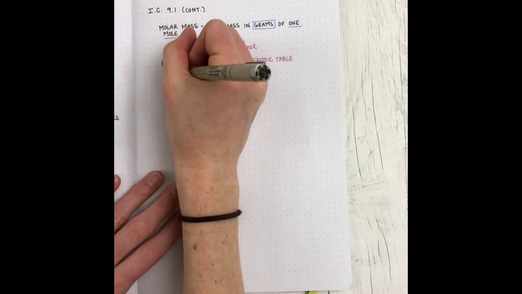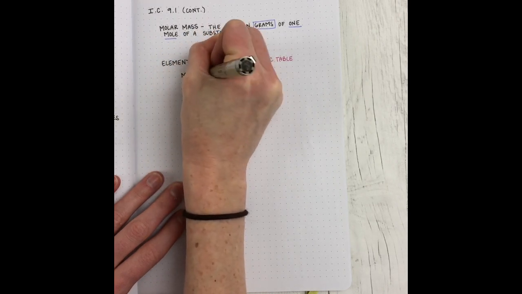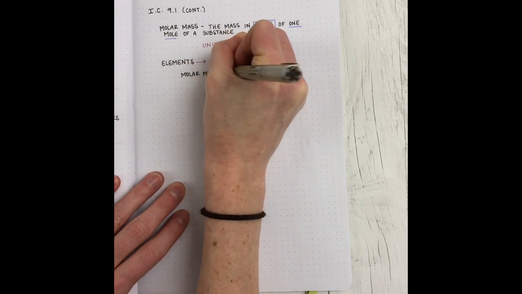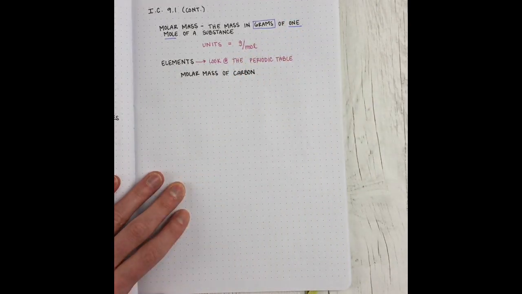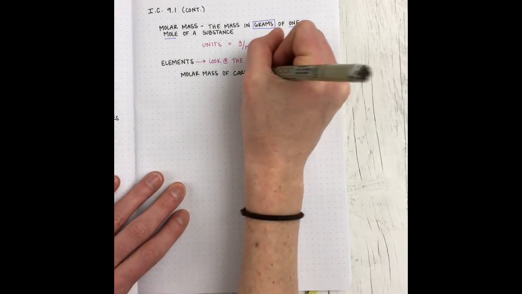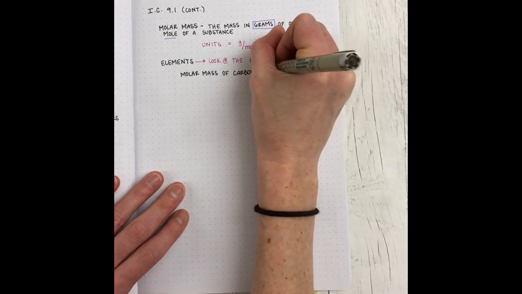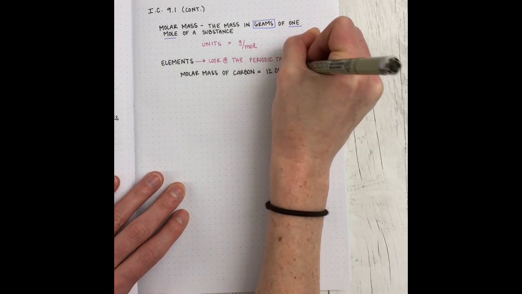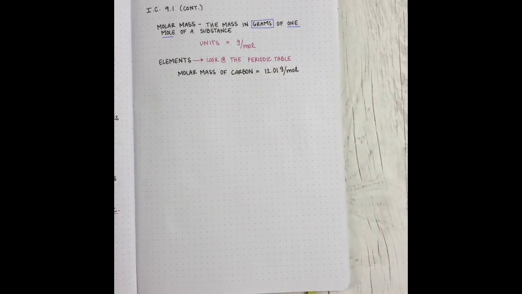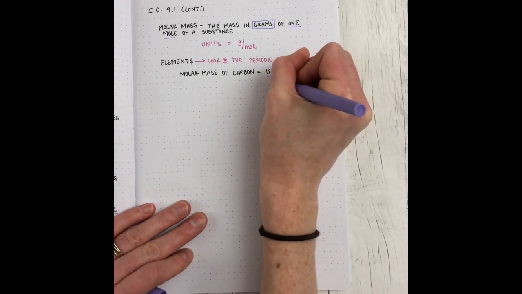So, for example, 1 atom of carbon, right? Think tiny, 1 tiny atom of carbon weighs 12.01 AMU, 12.01 atomic mass units, but a mole of carbon, which is 6.022 times 10 to the 23rd carbon atoms, weighs 12.01 grams. So 12.01 AMU versus 12.01 grams, or 12.01 grams per mole, 12.01 grams is a whole heck of a lot more than 12.01 AMU.